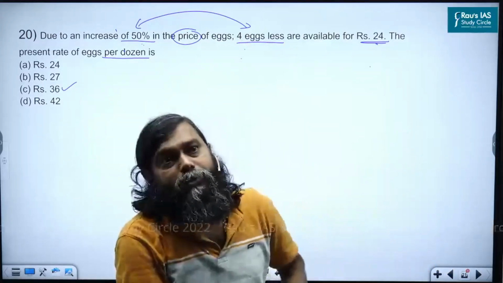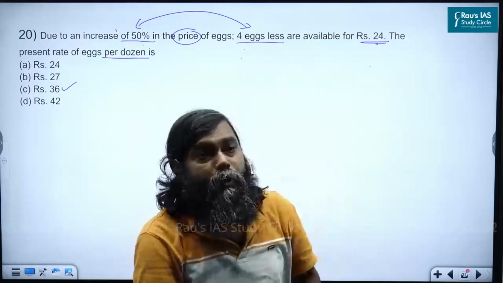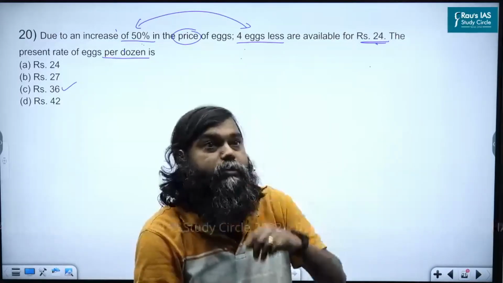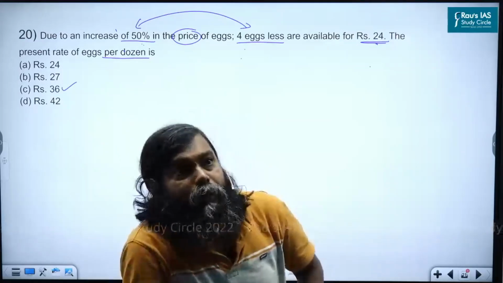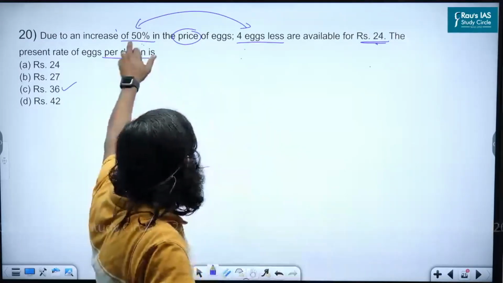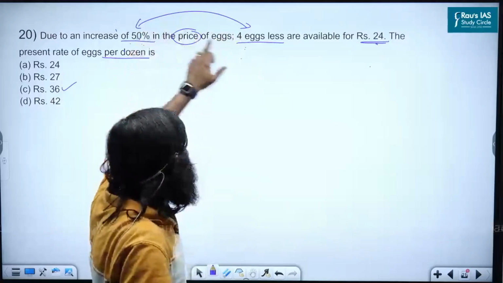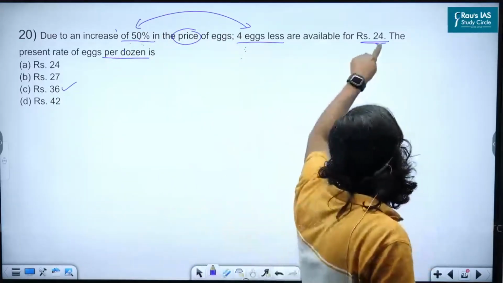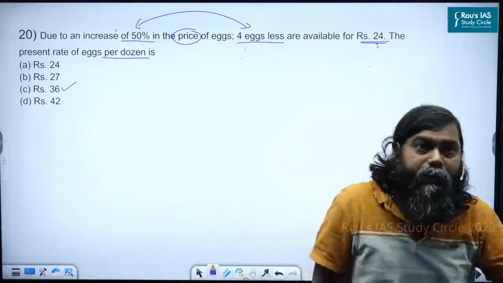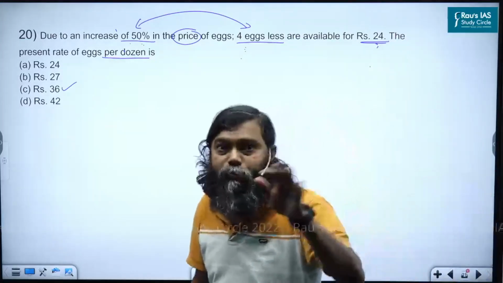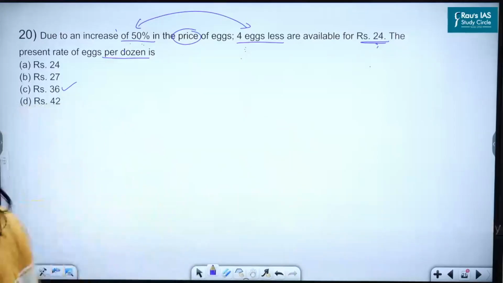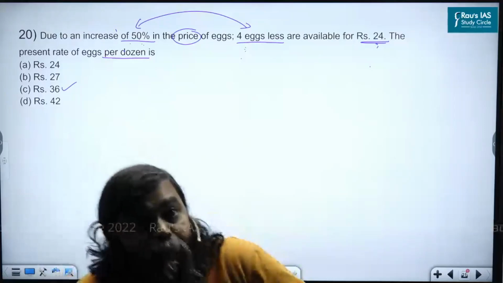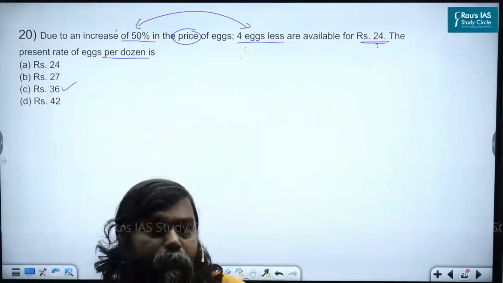All are understood. Whichever way you want to interpret, you don't need to write anything to get the answer. 50% is equal to 4 eggs. 100% is equal to 8 eggs. 100% of my money, 24 rupees, is able to purchase 8 eggs. Per egg, 3 rupees. Anybody have a doubt? Understood, sir.